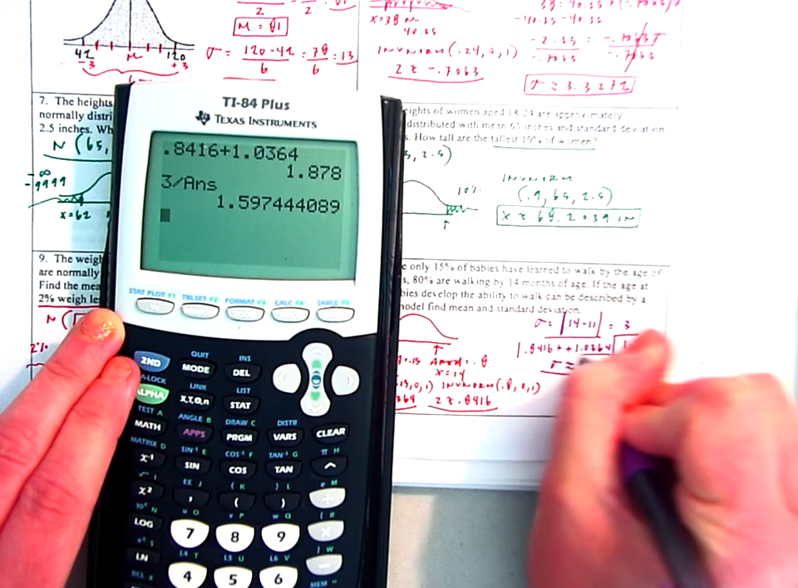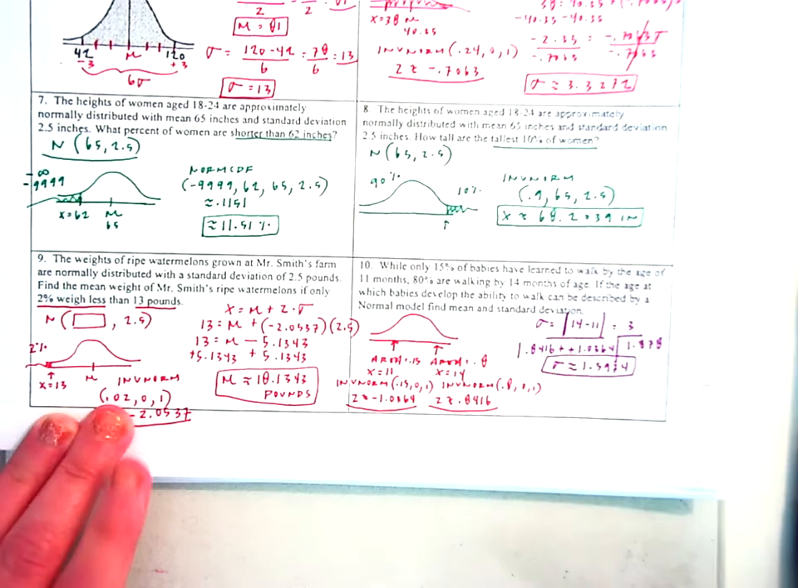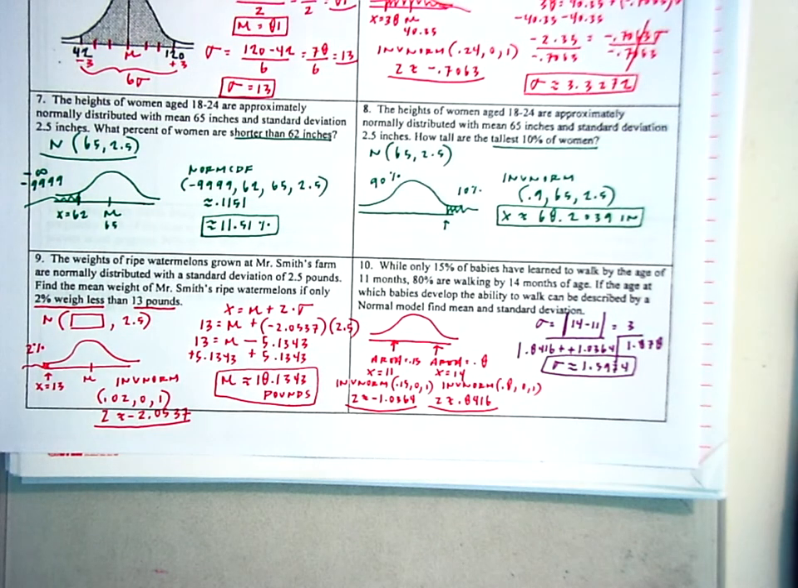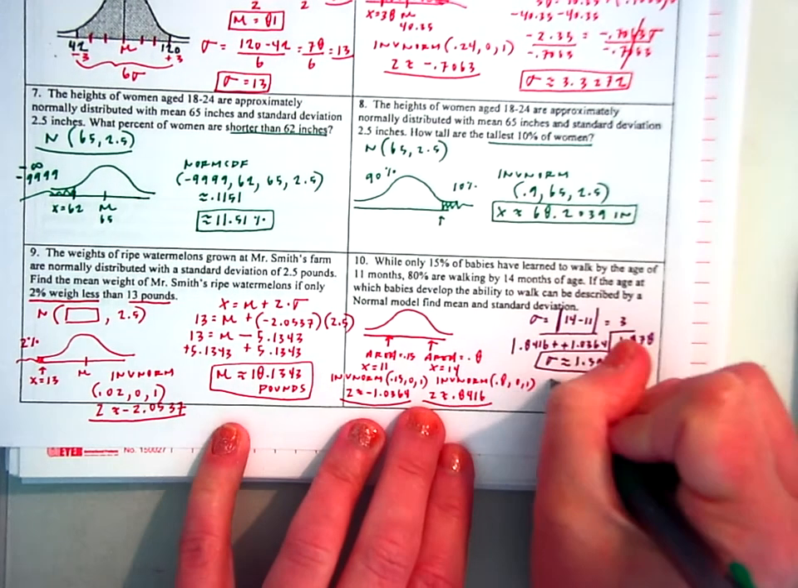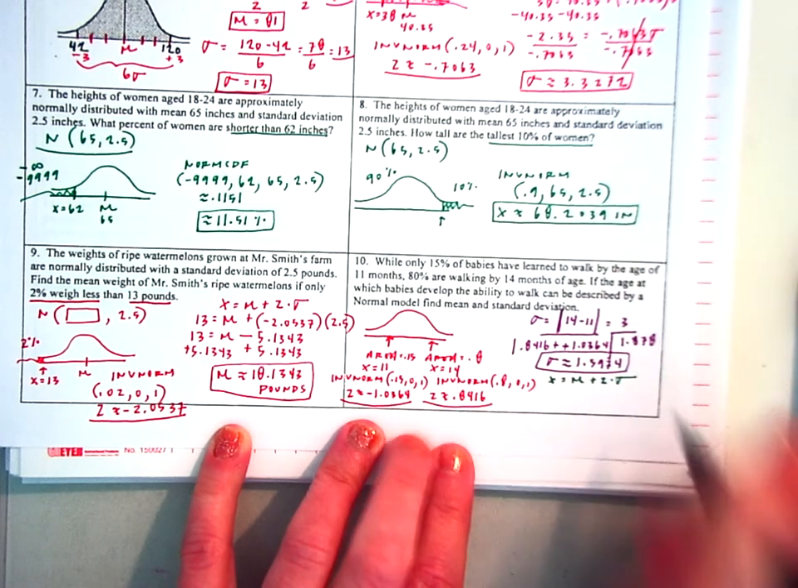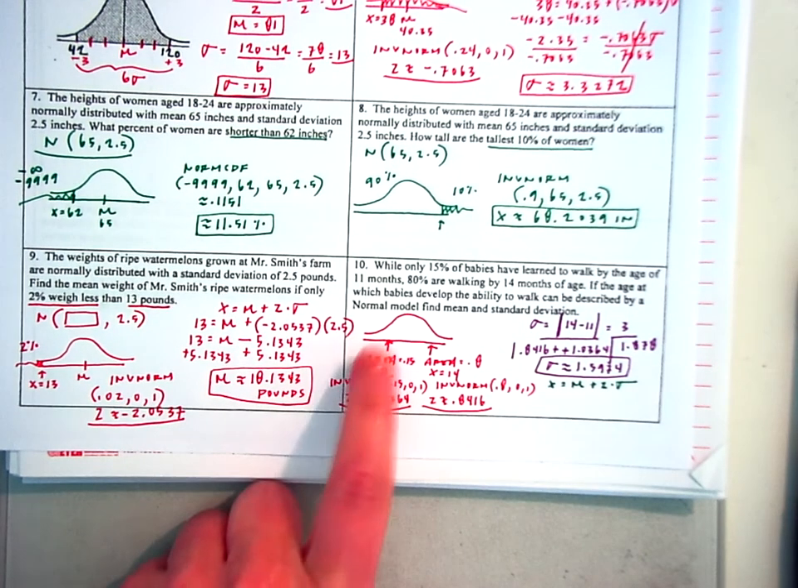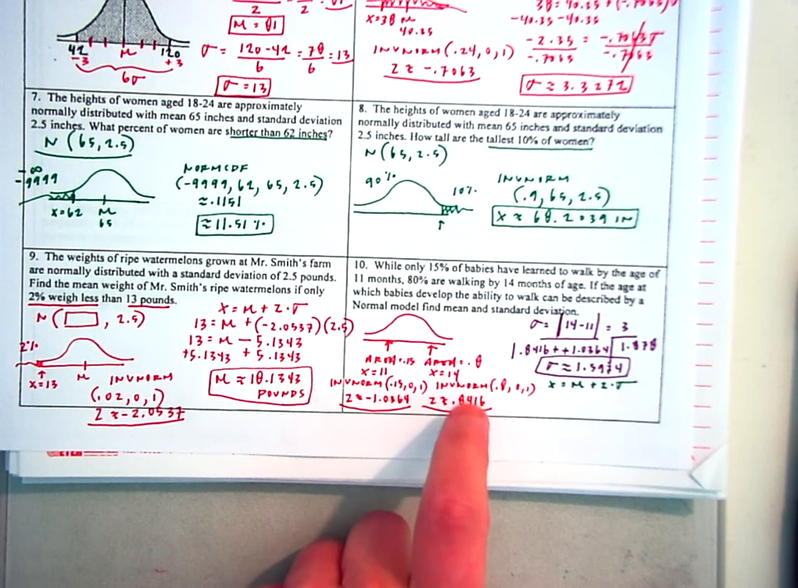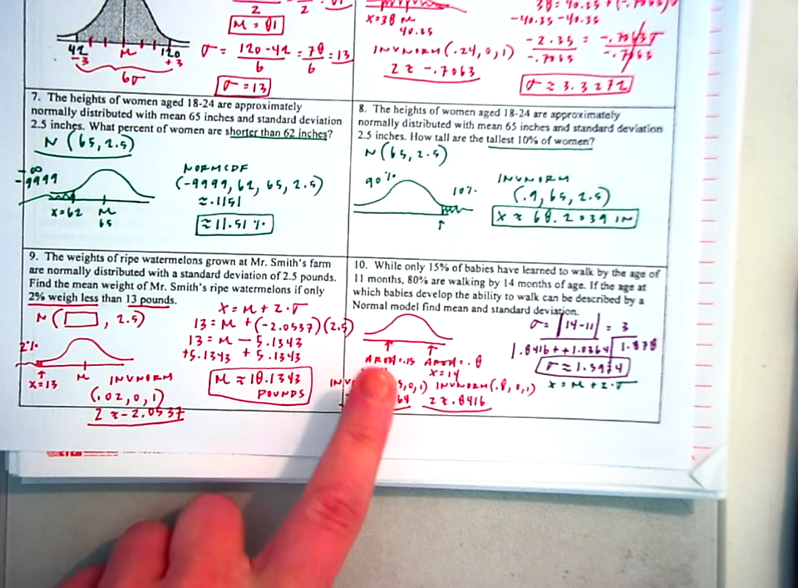So I know my standard deviation, my units would be in months. Okay, so then I have to get to my mean. So I would go x equals the mean plus the z-score times the standard deviation. I'm going to pick one of these points. It doesn't matter which one. I usually pick the first one.